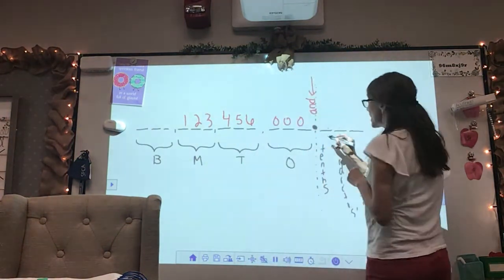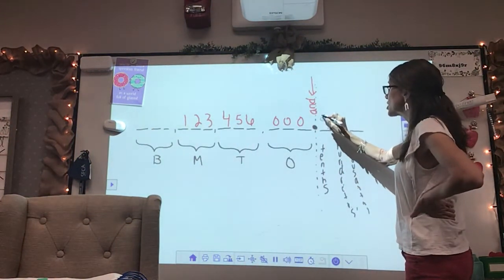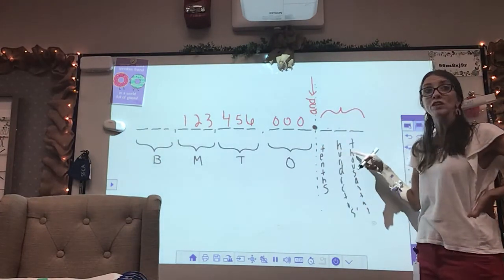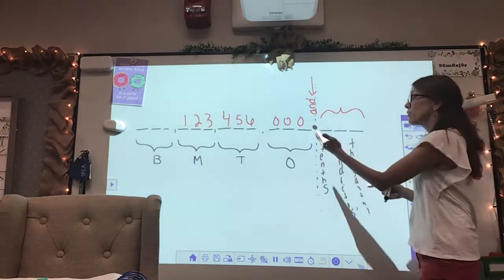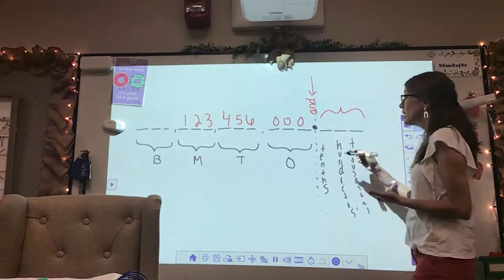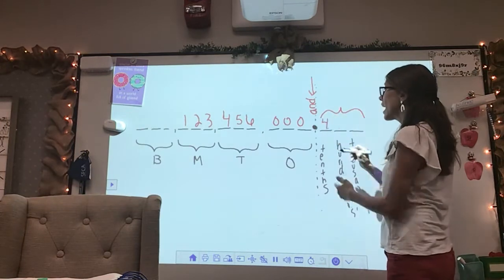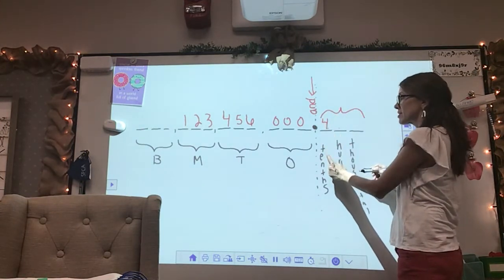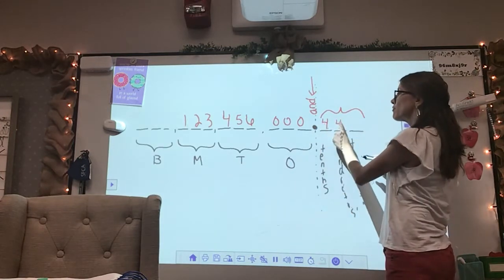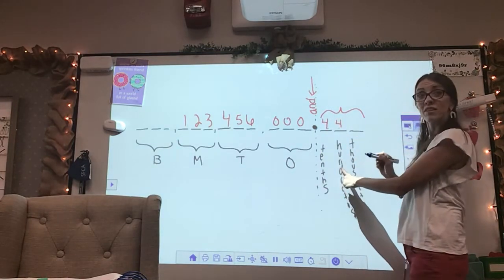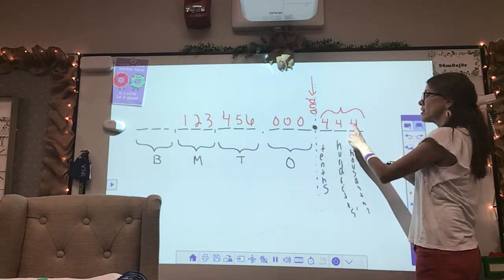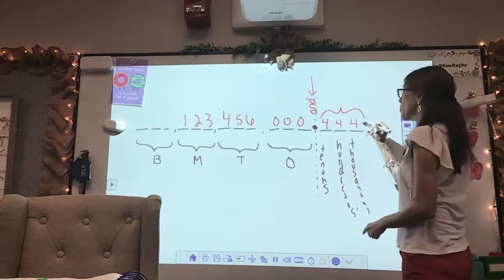We're going to do the same thing with decimals. You are going to read this whole section here together. And then you are going to say which of these names is the furthest place that it landed. For example, if I have this, I say 4/10. But if I have this, I say 44/100ths. If I have this, I say 444 thousandths.